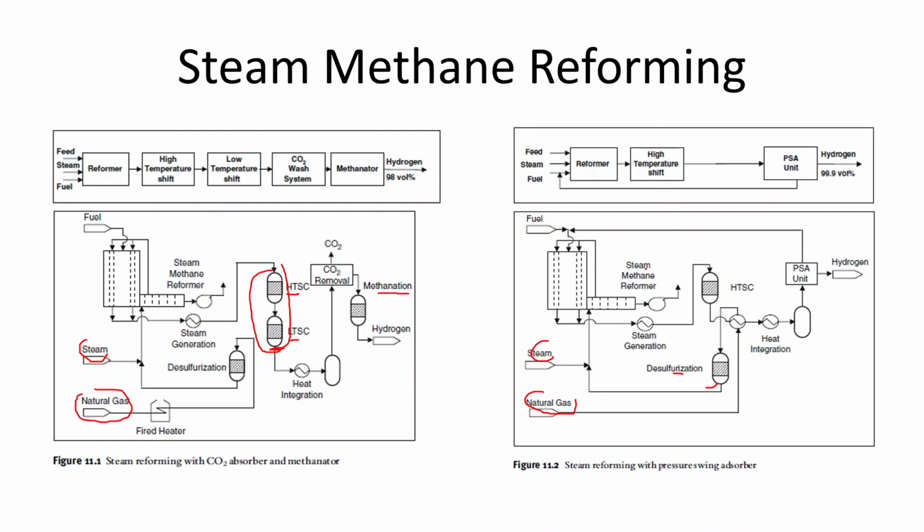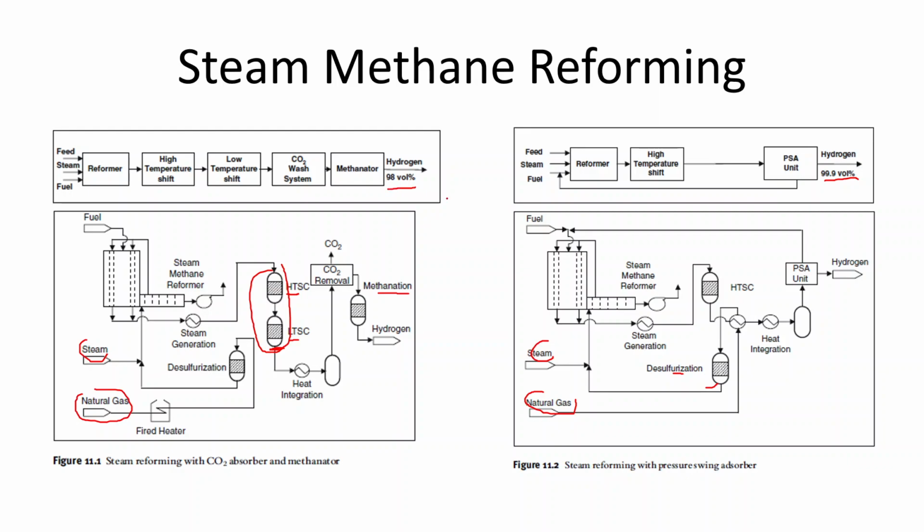So that's basically the same. The basic concept is the same. It's just different technologies. They're able to produce a different purity of hydrogen. So in this case, for example, with the PSA unit, they can create like 99.9% volume of hydrogen. In this case, they have like 98% volume.